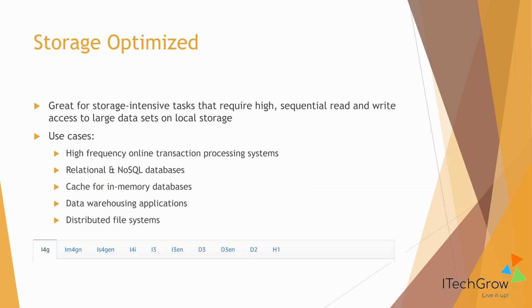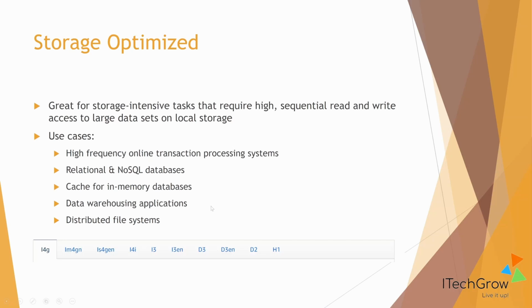Storage optimized is used for storage intensive tasks that require high sequential read and write access to large data sets on local storage. The use cases are high frequency online transaction processing systems, relational and NoSQL databases, cache for in-memory databases, data warehousing applications, and distributed file systems. These are the situations where we can use storage optimized. The storage optimized instances start like H1, D2, D3, D3en, and I3en, like that.